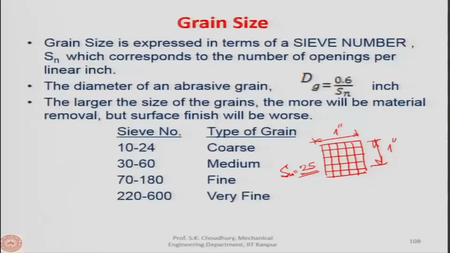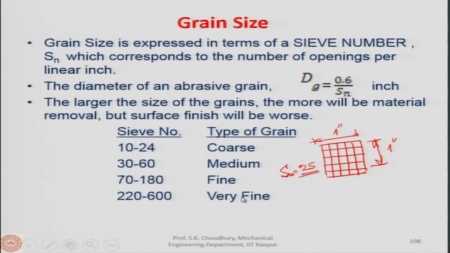And which will be remaining there, that will be different from the 25. So, how different, we are coming to that. So, whatever sieve number will be given, that signifies the number of openings in 1 square inch sieve, okay. That is why it is called the sieve number.